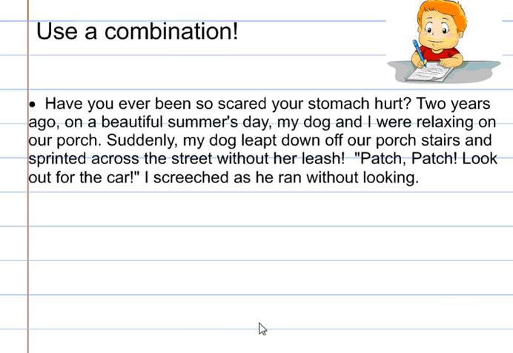Another example, finally, is to use a combination of all of those techniques, to use a combination of a question, dialogue, action, and setting, to combine those to make an intriguing beginning that's going to excite the reader. Have you ever been so scared your stomach hurt? Two years ago, on a beautiful summer's day, my dog and I were relaxing on our porch. Suddenly, my dog leapt down off our porch stairs and sprinted across the street without her leash. "Patch, Patch, look out for the car," I screeched as she ran without looking.